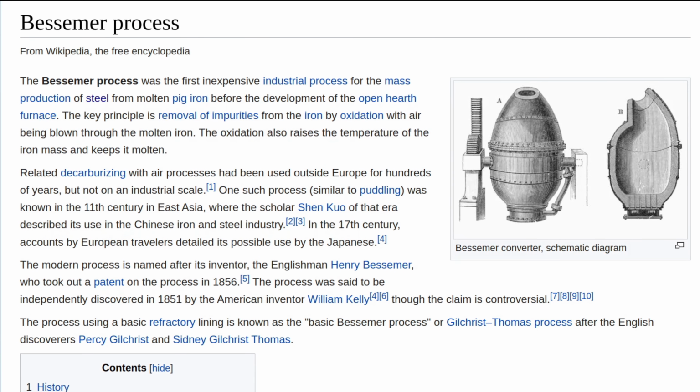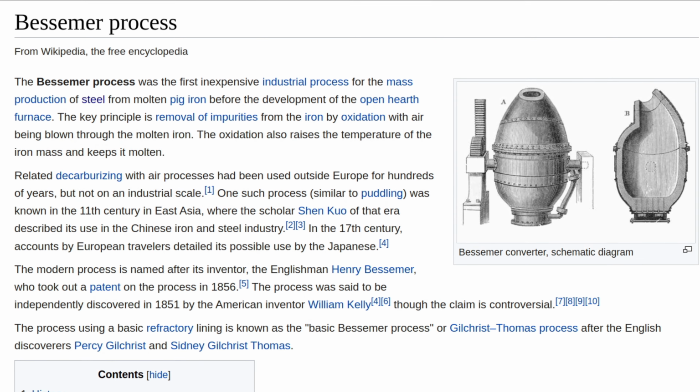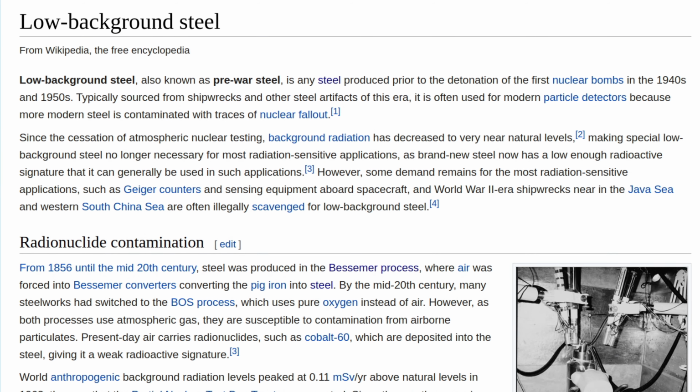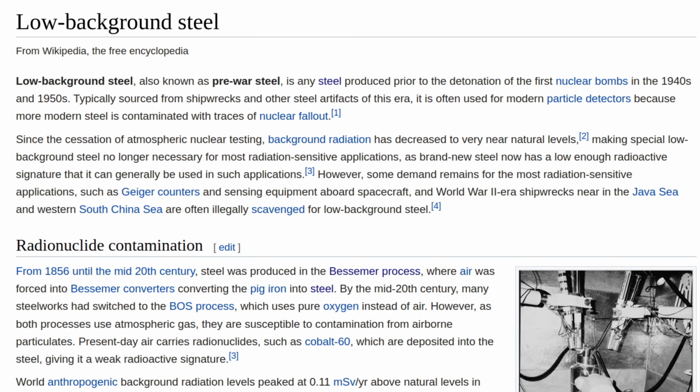In the early 1900s, before nuclear weapons testing, the atmosphere contained a lot fewer radioactive particles. Some of these radioactive particles made their way into the steel that we use today. For this reason, there's a highly sought-after material called low background steel that contains a low amount of radioactive particles because it was made before nuclear weapons testing. This steel is highly sought after and is used for applications like those found in this video.